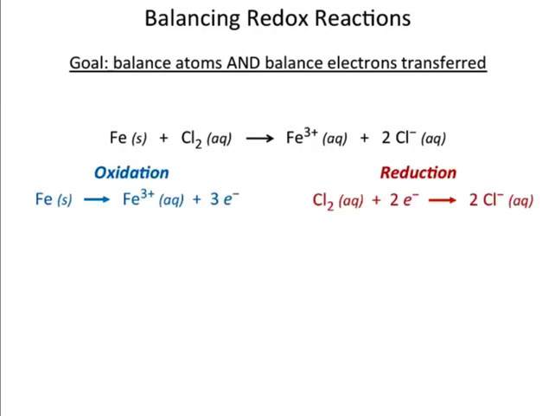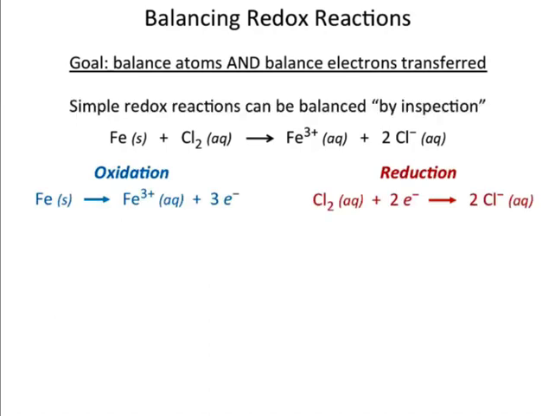Now, for this reaction, it's pretty straightforward. You can balance it by inspection, it's called. That means you just look at it and see what you have to do. Well, I have 3 electrons, I have 2 electrons. The lowest common multiple of 3 and 2 is 6. So I need to make both of these 6, and then I can add them together.